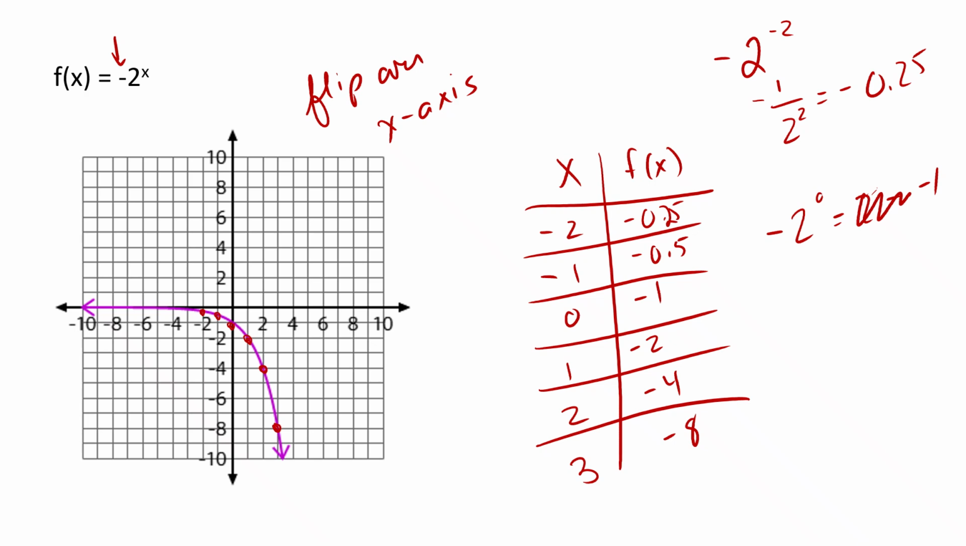And again, a huge, huge asset, if you can connect them, is to connect what's happening in that equation with what's happening in the table, with what's happening on the graph. The transformations of these functions are not just random things you have to memorize, and they don't come out of thin air.